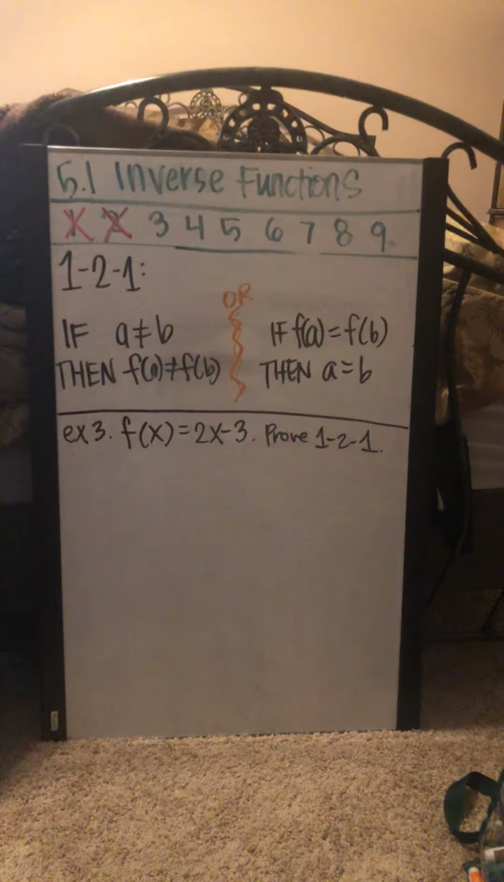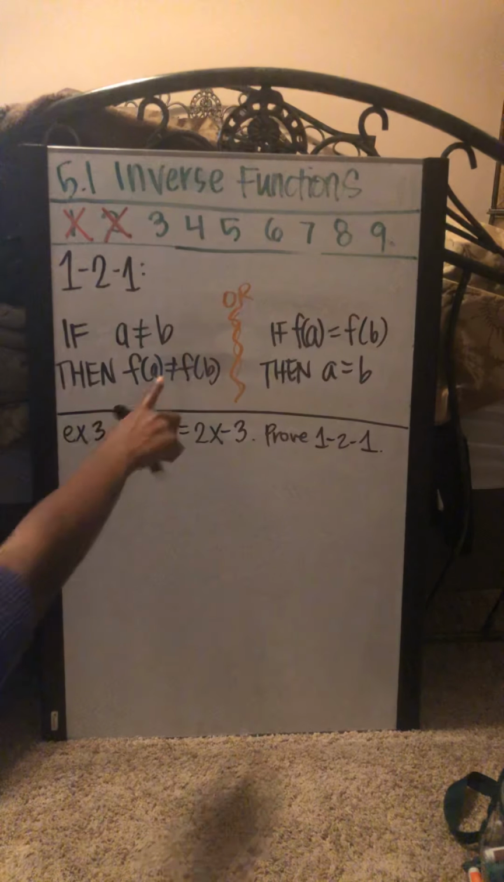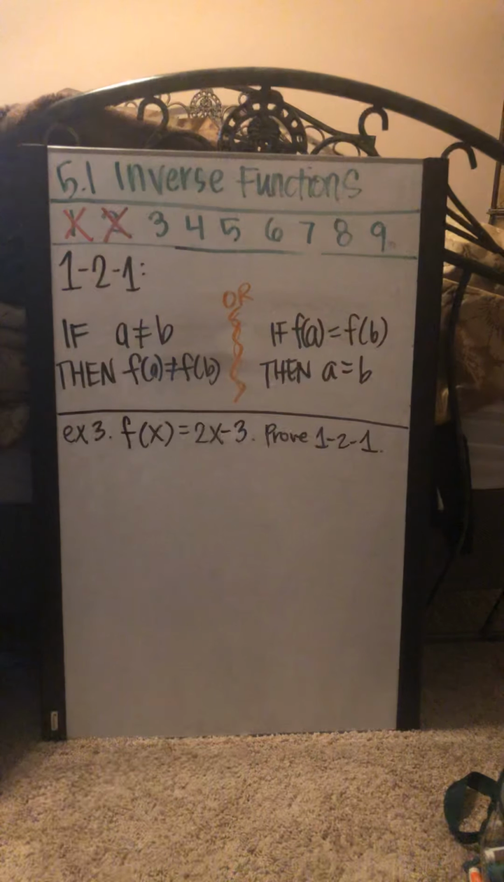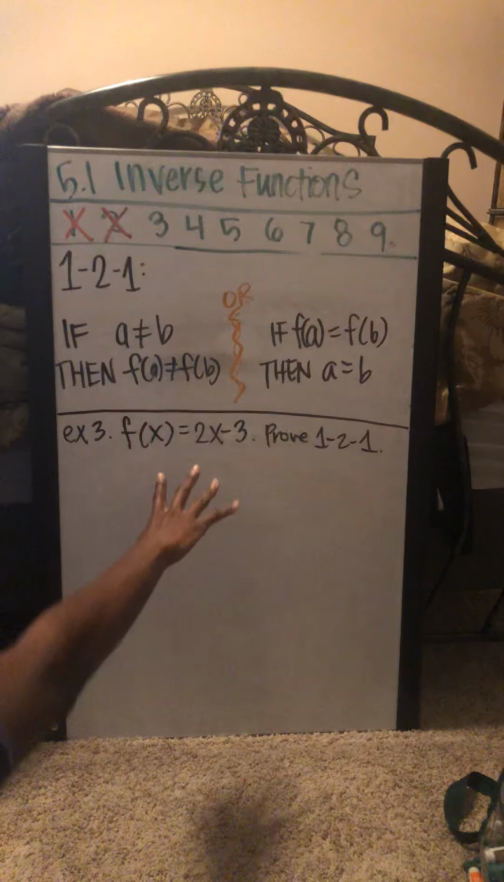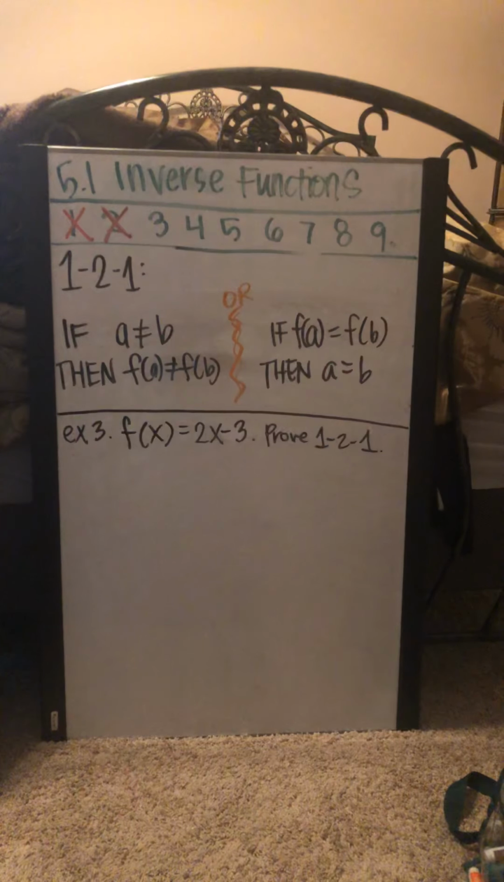Or if f of a is equal to f, not equal to, sorry, those are not equal signs. And if f of a is equal to f of b, then that means that a equals b. So using this information right here, I'm going to prove example 3 to be 1 to 1, okay?